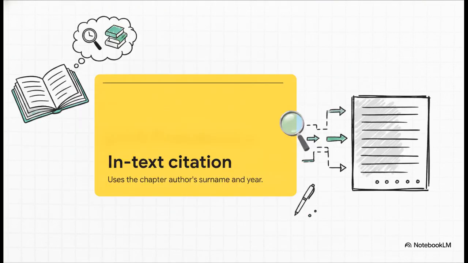Now for some good news. When you are actually in the zone, typing away in the middle of a complex paragraph, the in-text citation rule strips all that massive complexity right away. You definitely don't want to break your reader's concentration by dropping publisher locations and page ranges right in the middle of your brilliant argument. For in-text, it requires just 2 simple, clean pieces of data: the chapter author's surname and the year of publication. That's literally it. It acts as this elegant little signpost, gently pointing your reader down to that massive reference list at the end if they decide they want the full recipe.